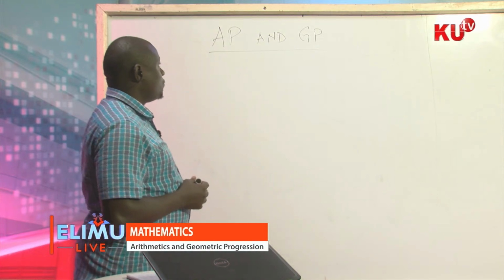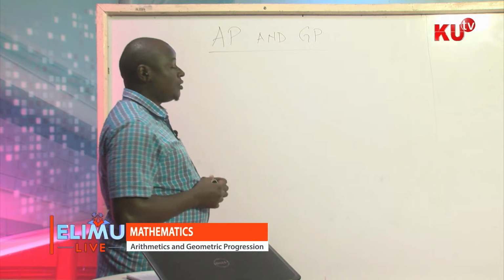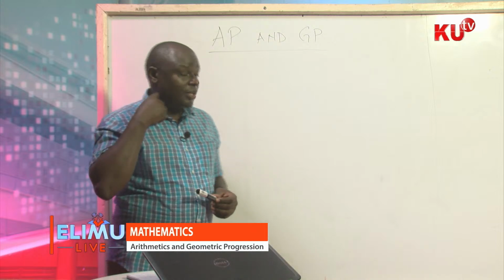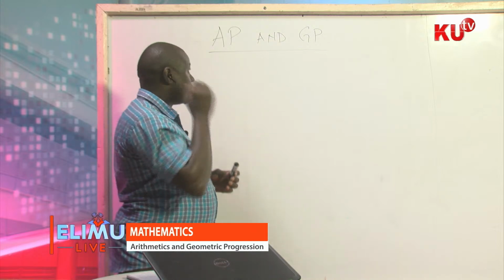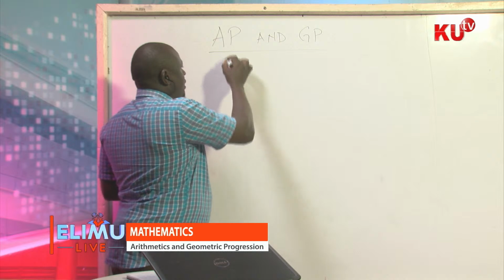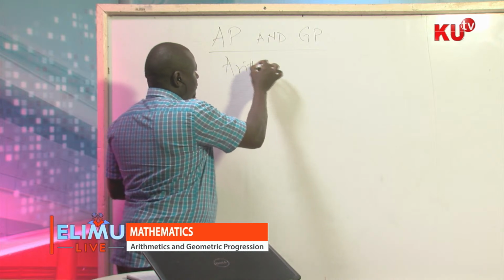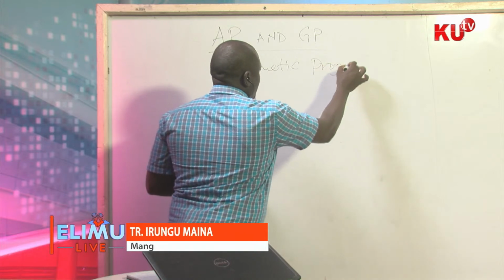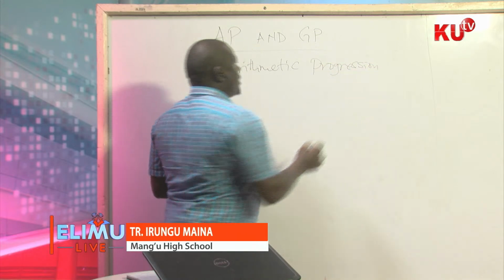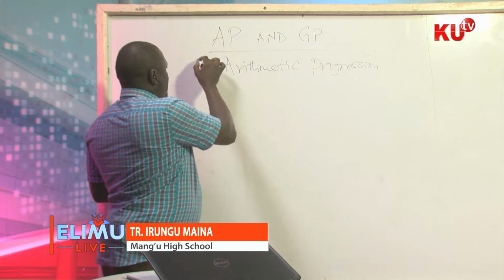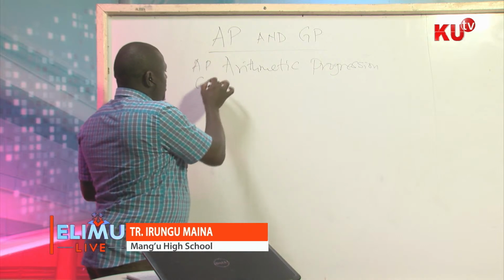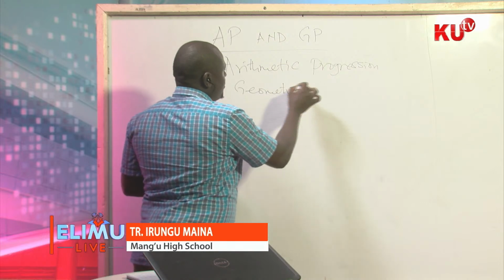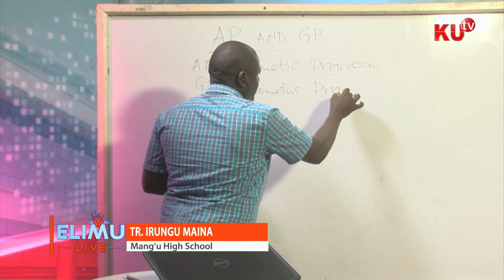We want to focus on this topic called AP and GP. Basically, AP is arithmetic progression, and GP is geometric progression.